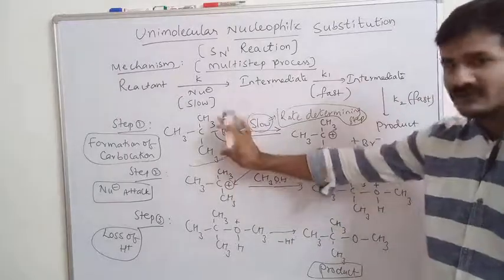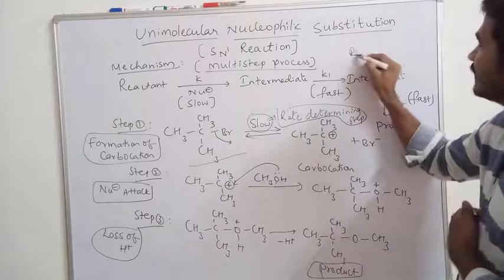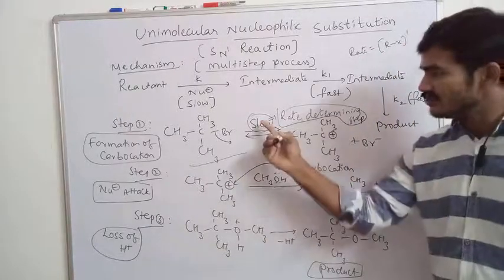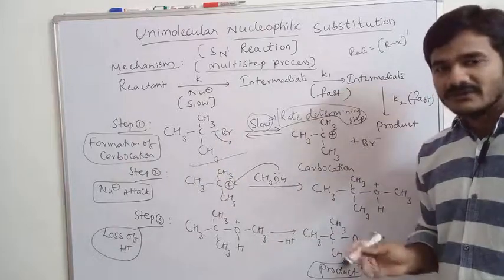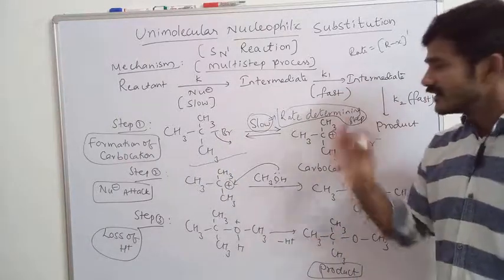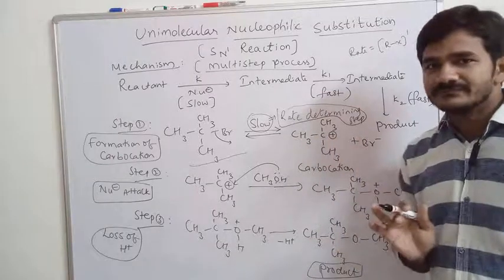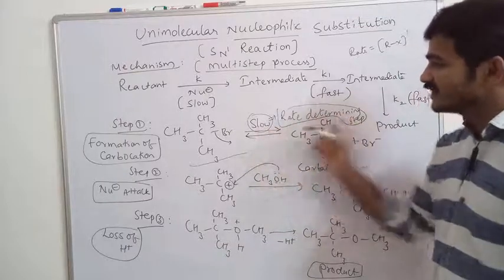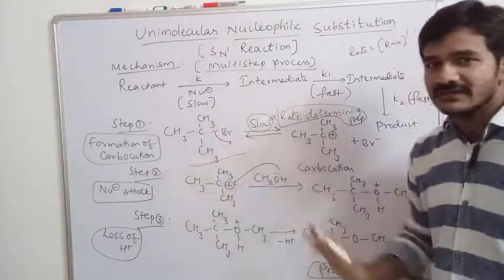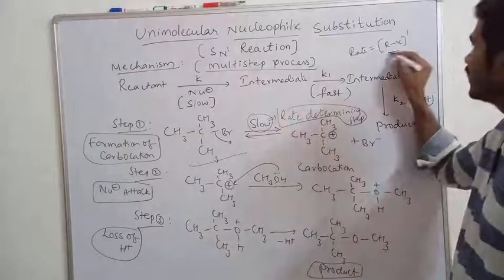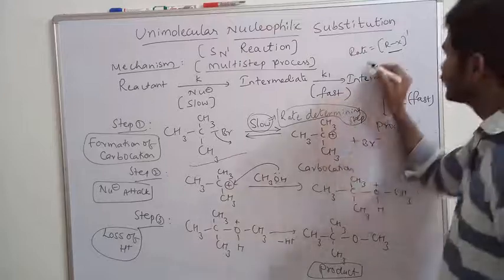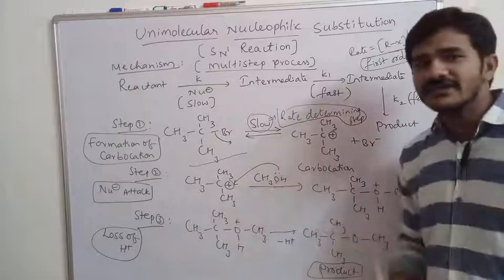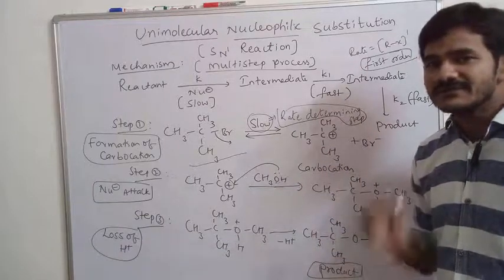If only one molecule is involved in the rate determining step, the rate can be written as rate is equal to only the concentration of alkyl halide. There is no nucleophilic role in this first step. Understood? The point is very clear. Order of rate can be determined only in the slow step. In this rate determining step, only one molecule is involved as a substrate. If one molecule is involved, the order is said to be first order. That's why this is said to be a unimolecular reaction, a unimolecular nucleophilic substitution.